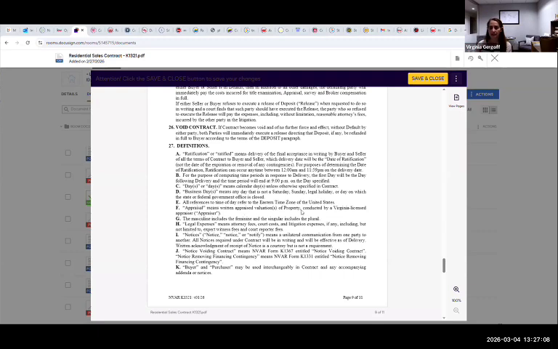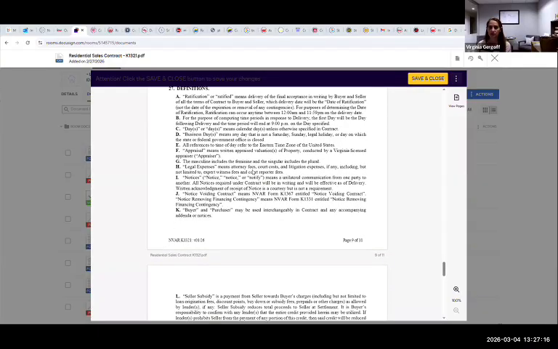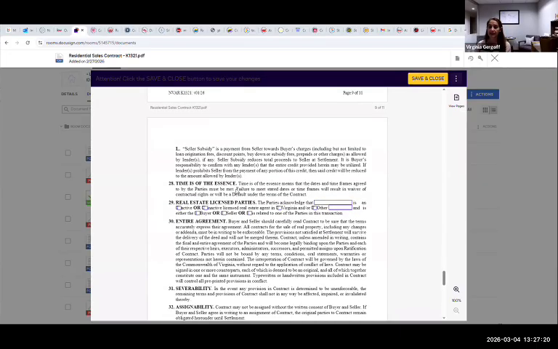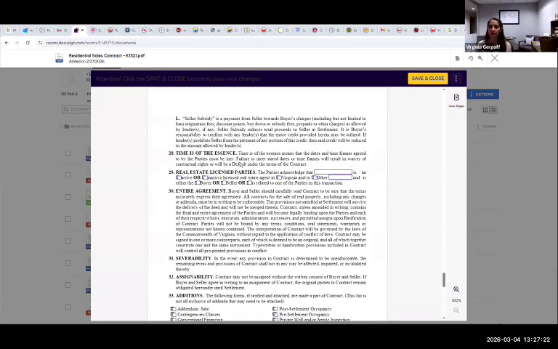Appraisal means written appraisal valuation. Legal expenses means attorney's fees, notices, right? Notice void in the contract. So make sure that you read and understand all this. Time is of the essence, right? Time is of the essence.